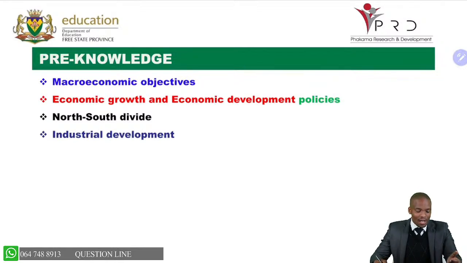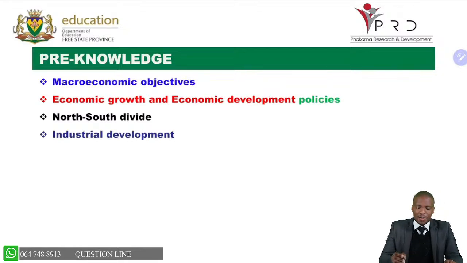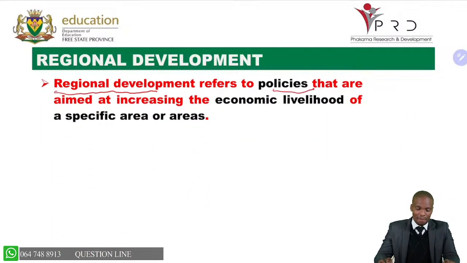But remembering that our lesson is under the topic regional development, the initiatives or endeavors, and also the incentives to encourage industrial development. Okay, so let's look at the concept now. The concept regional development refers to policies that are aimed at increasing the economic livelihood of specific areas. So those are the key words there: increasing economic livelihood of specific areas.